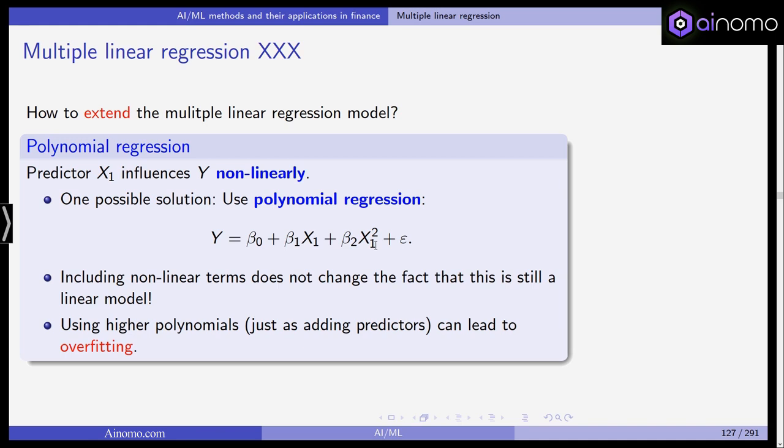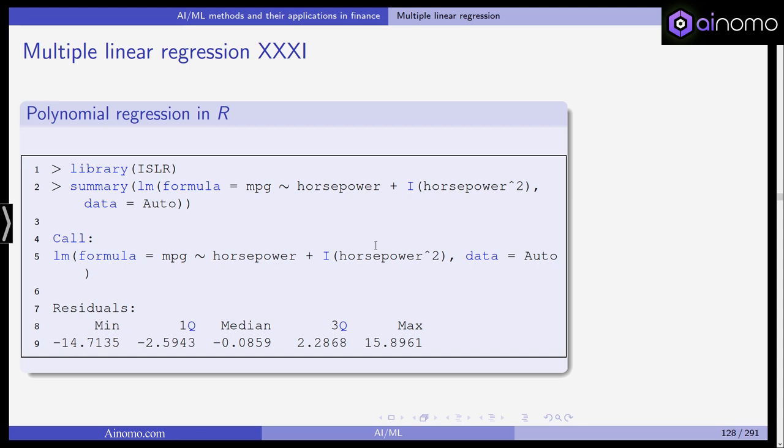And actually, using higher polynomials can lead to such a good fit that, again, as was the case with unnecessary noise variables, we get the problem of overfitting. So this is a problem, but otherwise, if we suspect a nonlinear influence, we can try polynomial regression. Let's look at this in R.